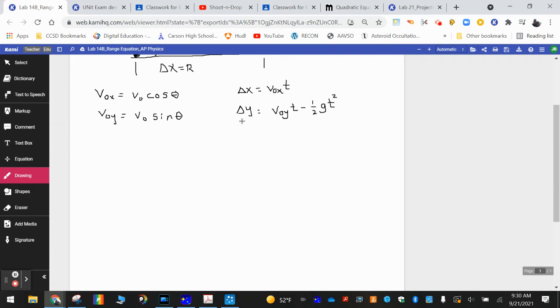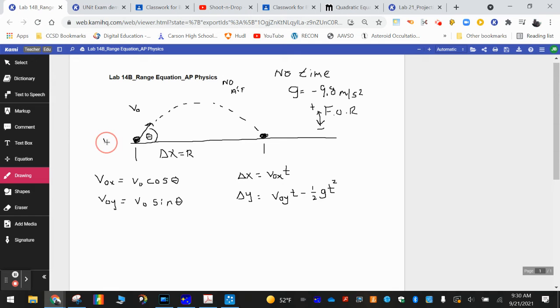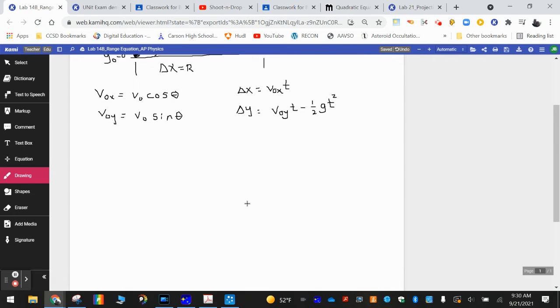What's delta y going to be? y0 is 0 here, and y over here is also 0. So delta y is 0. So we're going to use this equation right here, and we'll say that 0 is equal to V0y t minus 1/2 g t squared. So maybe our first step is to put a 0 in for delta y.